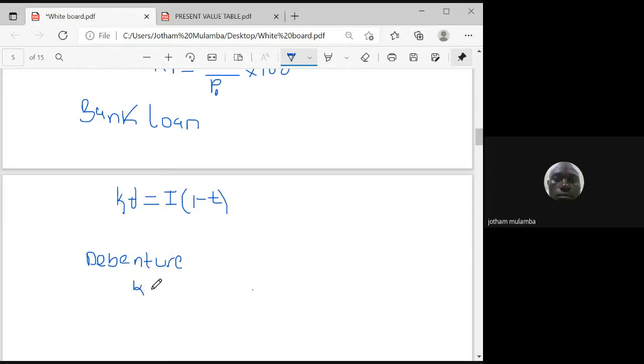KD is equal to I into bracket 1 minus T, close the bracket, PAR over D naught. Then we multiply by 100.